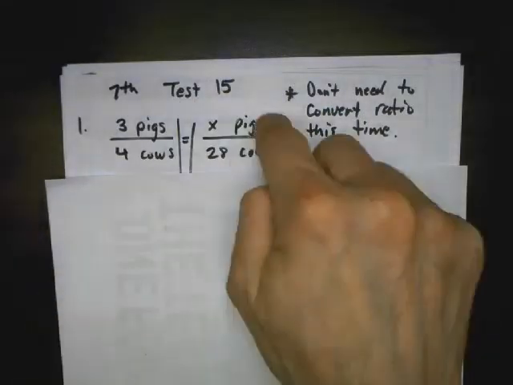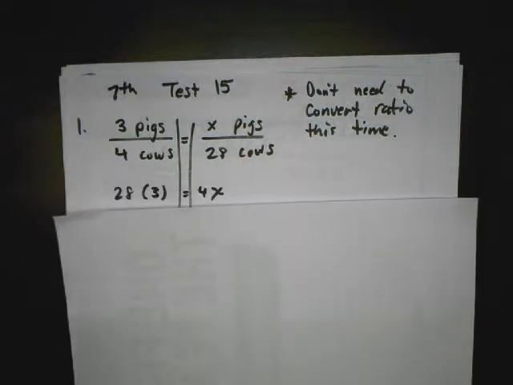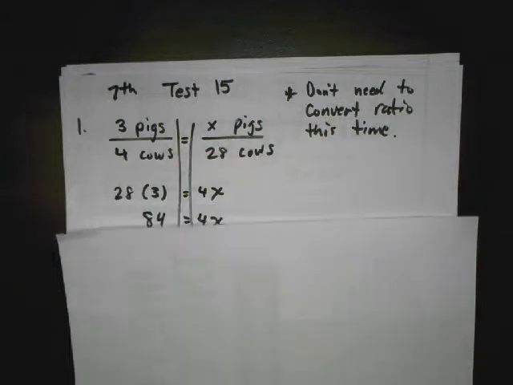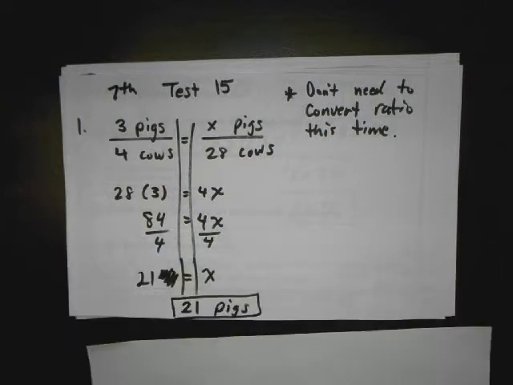So I just put pigs over cows, and then I'm missing pigs for the second question. They tell me cows, so I set up my proportion. We cross multiply. 3 times 28 equals 4 times x, which is 4x. Simplify. 28 times 3 is 84. Divide both sides by 4, and the answer is 21.